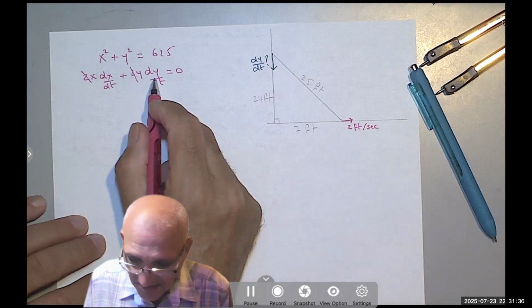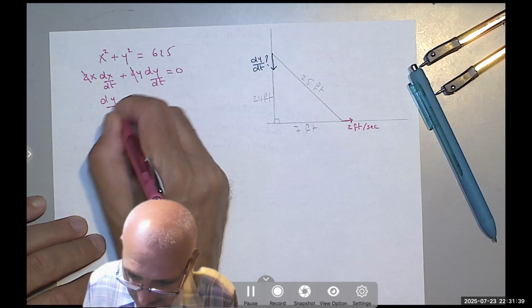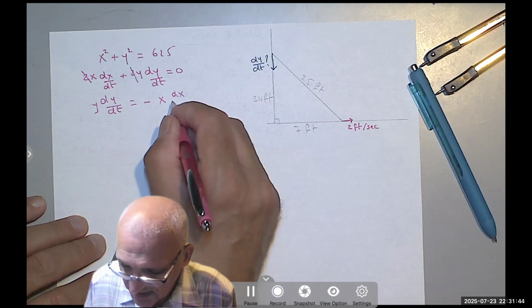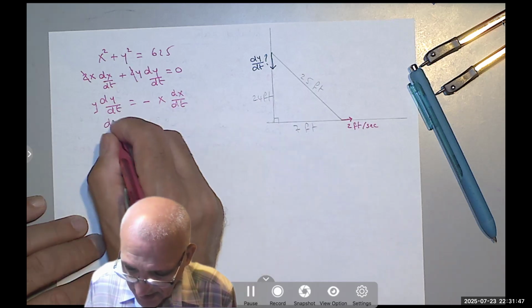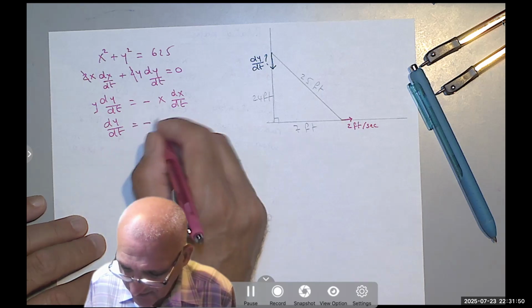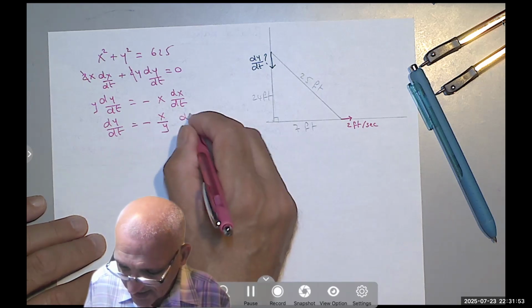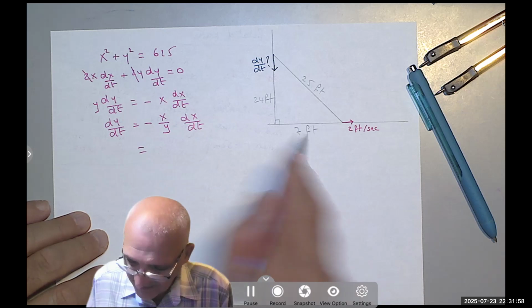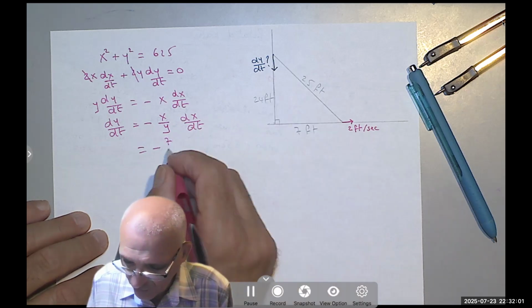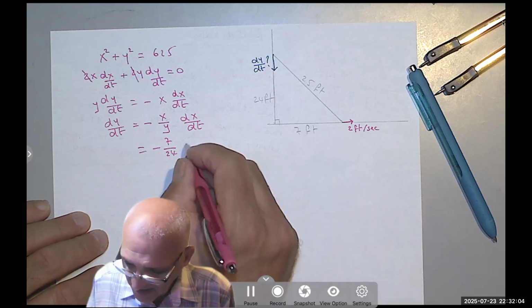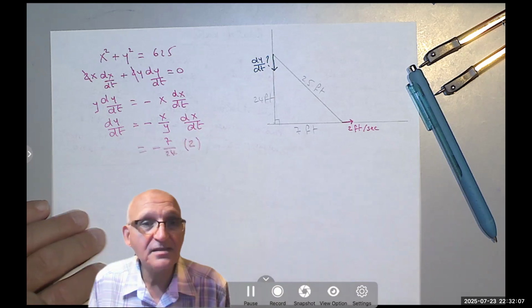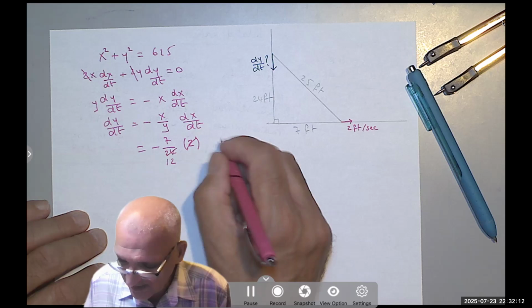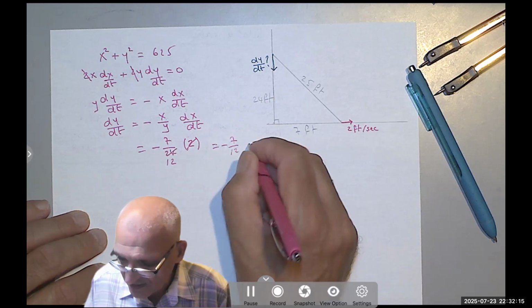I want dy/dt, right? So y dy/dt equals negative x dx/dt, and dy/dt equals negative x over y times dx/dt. Very simple algebra. X is 7, so negative 7. Y is 24, over 24. Dx/dt is 2 feet per second. The 2 and the 24 is 12, so you get negative 7 over 12 feet per second.